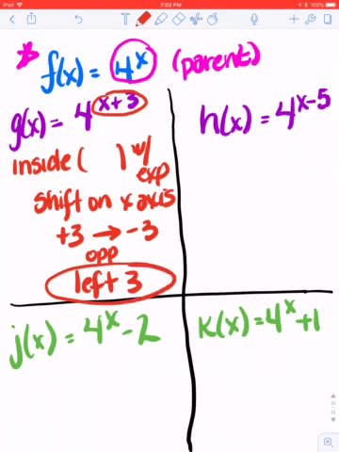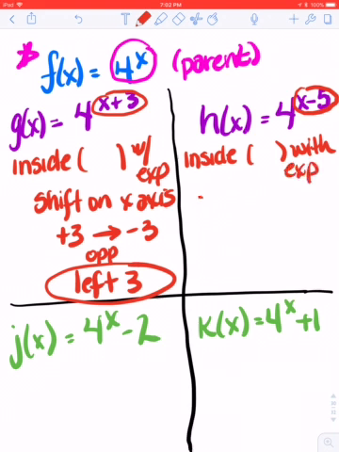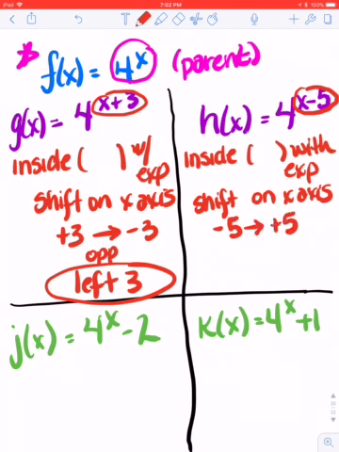If I look at the next one, same kind of thing. This piece that's up in the top here is just with the exponent. So if it is inside the parentheses with the exponent, that means it's going to be a shift on the x-axis. And if it's negative 5, that means it gets shifted positive 5, which means it goes to the right 5.